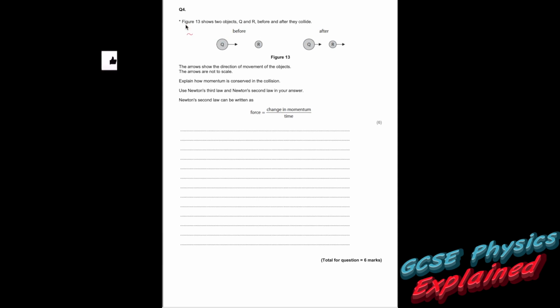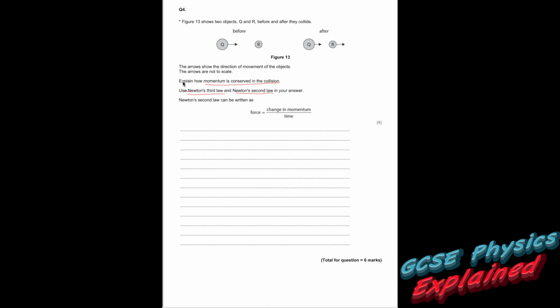Question 4. Figure 13 shows two objects Q and R before and after they collide. Right, so Q's a big ball, R's a little one. R's not moving before the collision, only Q is. After the collision, they're both moving. The arrows show the direction of movement of the objects. The arrows are not to scale. Explain how momentum is conserved in the collision. Use Newton's third law and Newton's second law in your answer. Newton's second law can be written as force equals change in momentum over time.